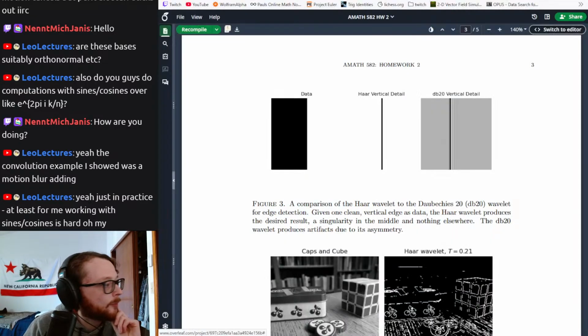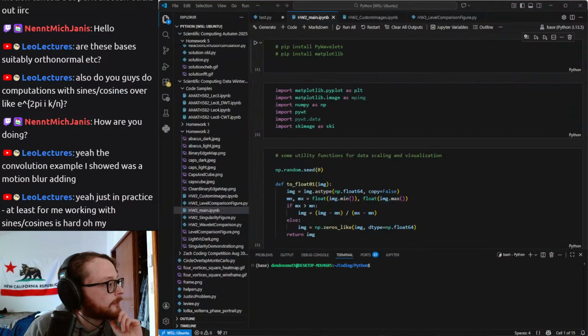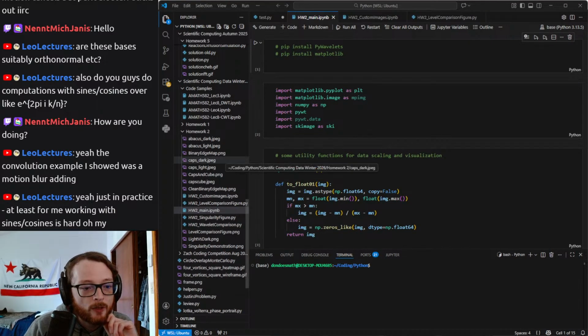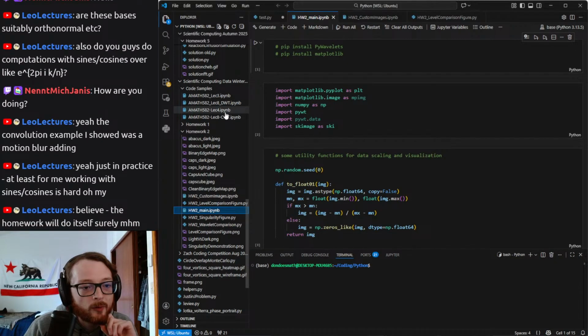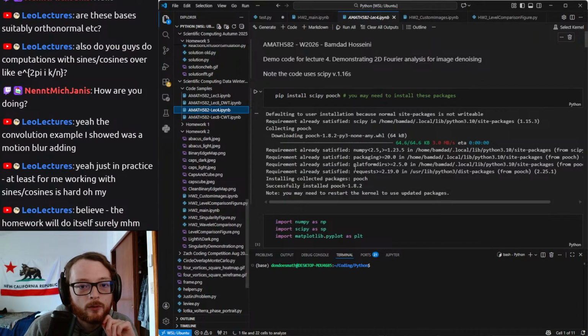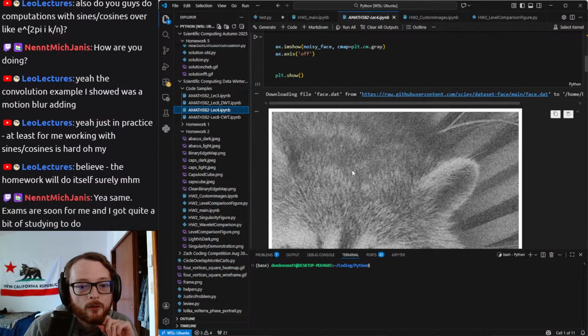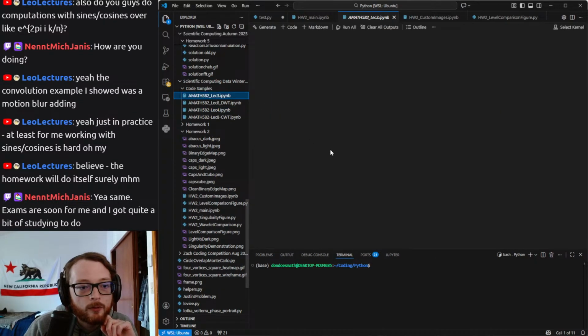I can show an example of a wavelet transform in a kind of cool case. Maybe it's this one? No, it wasn't that one.